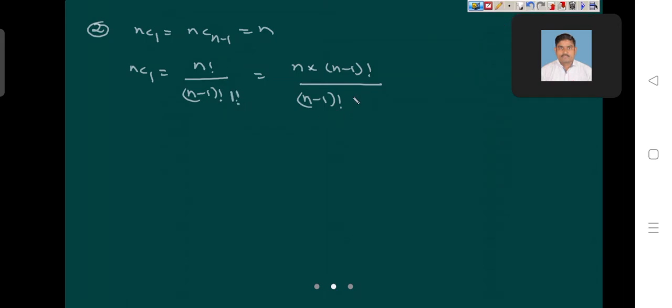Now (n minus 1) factorial and (n minus 1) factorial cancel. n by 1 factorial is 1, which is equal to n. So nC1 is equal to n.